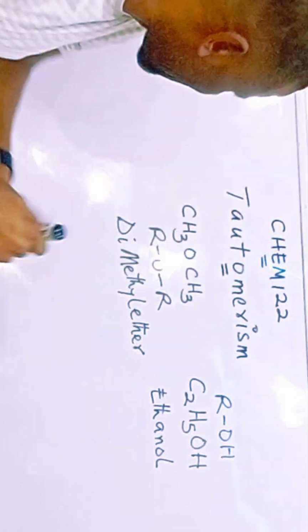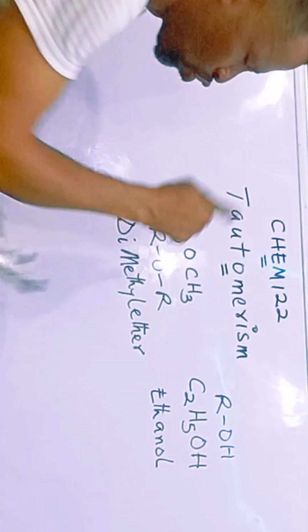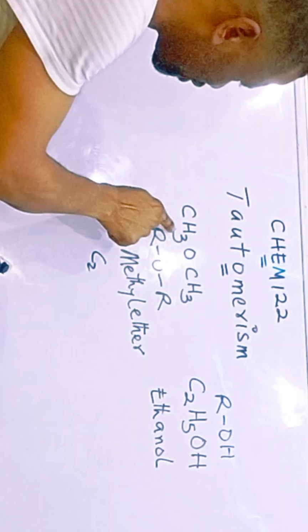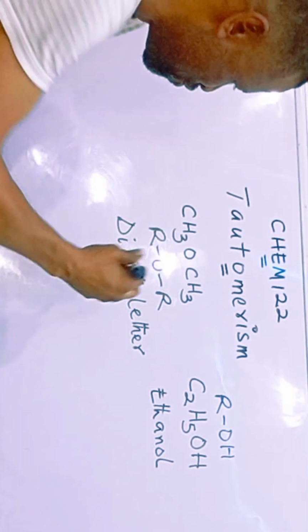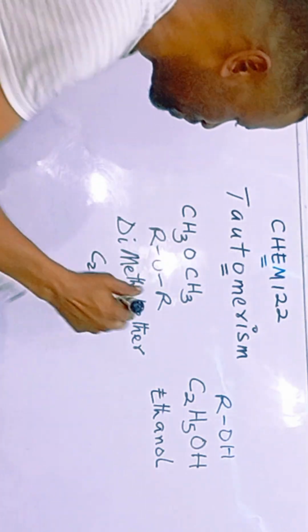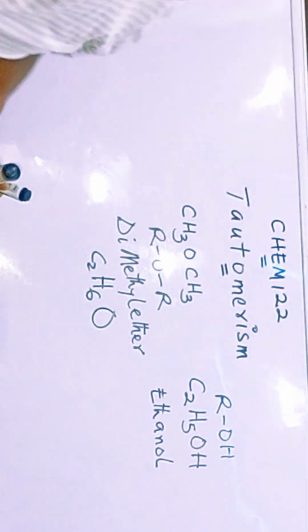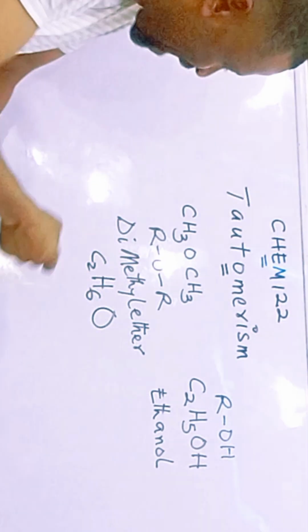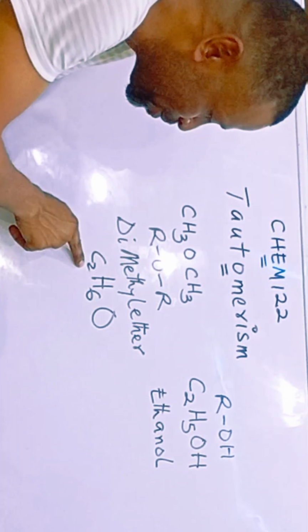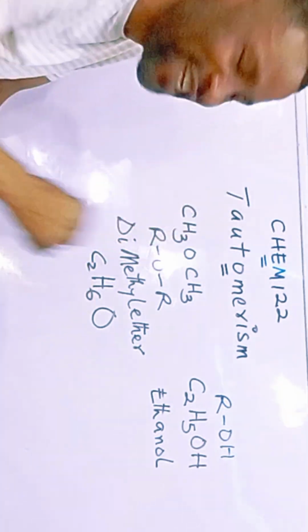Now, I want you to take a close look at this. How many carbon atoms do I have in this structure? Two carbon atoms, C2. How many hydrogen atoms do I have? 3 plus 3 will give you 6. That is H6. How many oxygen atoms? 1. Only 1. So you see that the molecular formula is C2H6O. 2 carbon atoms, 6 hydrogen atoms, 1 oxygen atom.